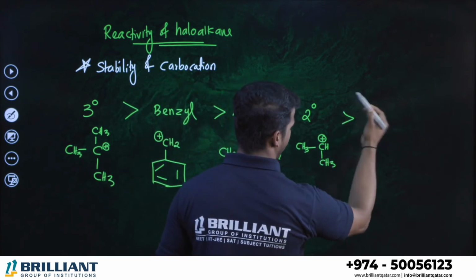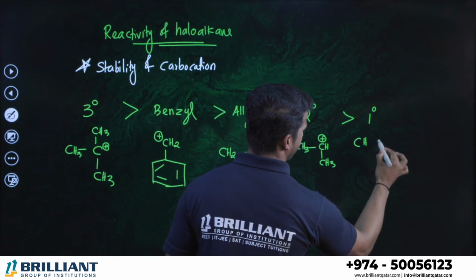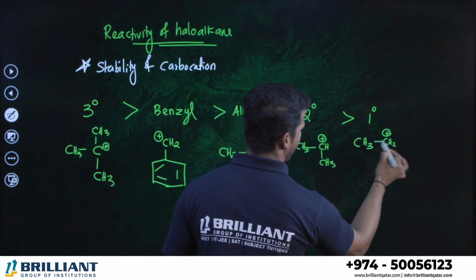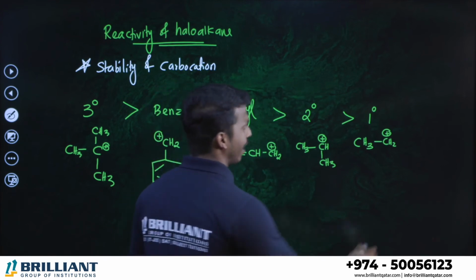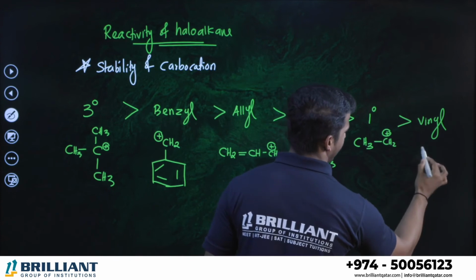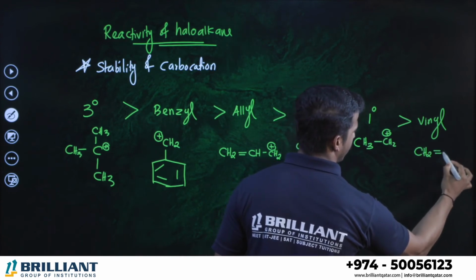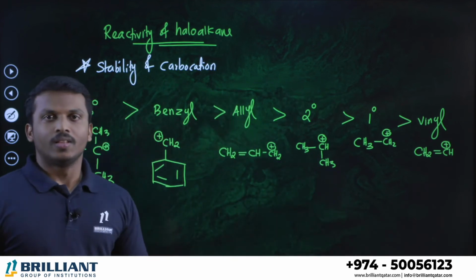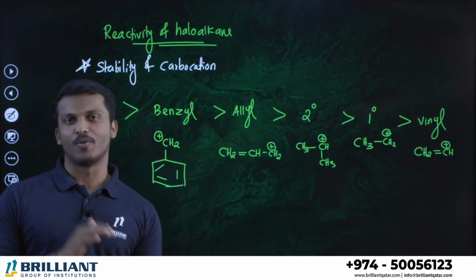After that, we can go for primary. Primary means the carbocation connected to only 1 carbon. That's called primary. And the least stable carbocations are vinyl and phenyl. Vinyl means CH2 double bond. This group with a carbocation is called vinyl. This is the stability order of carbocation.